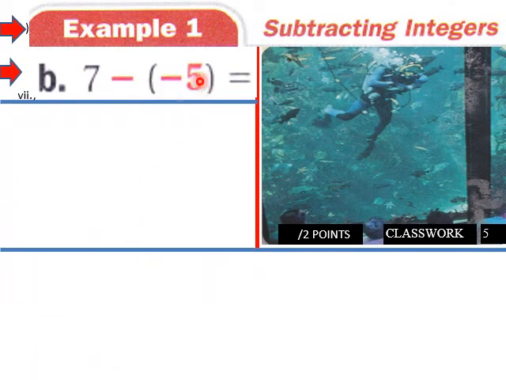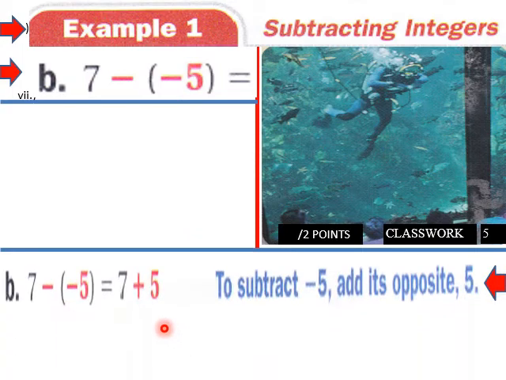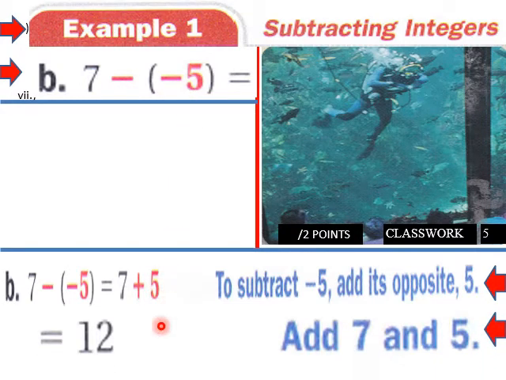Then 7 minus a negative 5. So 7 minus the negative 5 would be 7 plus 5. To subtract negative 5, add its opposite, 5. So we're going to add, to subtract, we add its opposite here. So we stick in an addition sign. So 7 plus 5. Or you can look at it like a negative of a negative would be a positive. That's another way of looking at it.